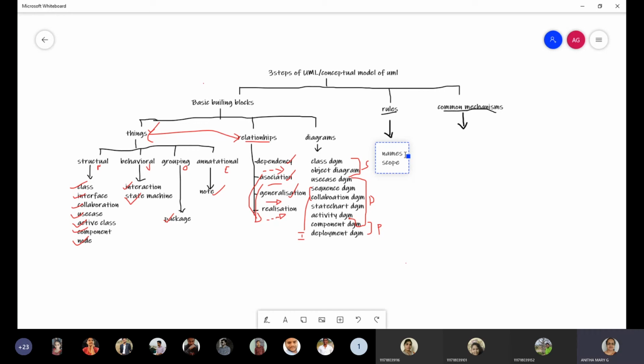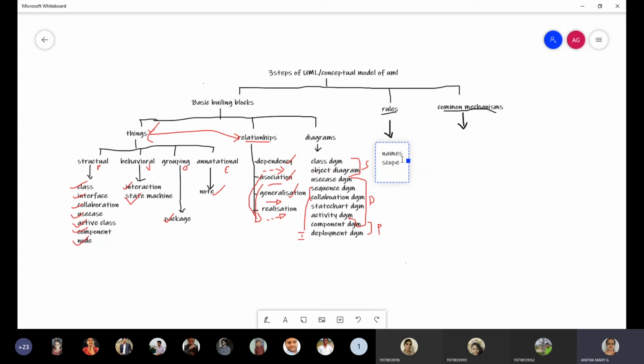The second rule is scope. So here, the general meaning of scope is where exactly it can exist. What is the scope of a variable? When we say local variable or global variable, where exactly its scope is means: if it is defined within a function, we say local variable; outside the function, global variable. So however, we have the scope.